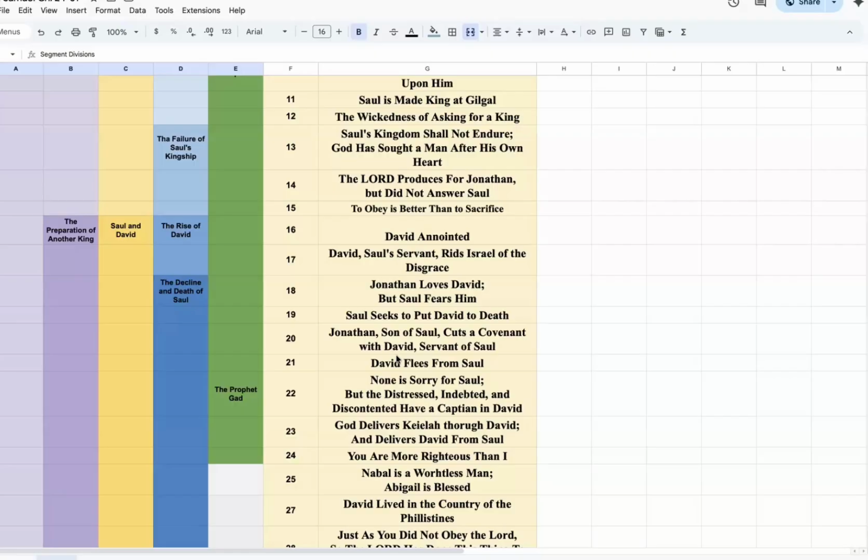And then we see the point in the cave whenever David could have killed Saul, but he didn't, and Saul says, "You are more righteous than I." And then we have the account with Nabal. Nabal is a worthless man, but Abigail is blessed. So he took Abigail after Nabal died. He took Abigail as wife, as well as another woman. So by the end of this, David has 2 wives. When we get into 2 Samuel, there's going to be a lot more.